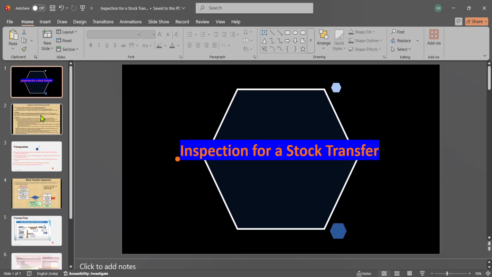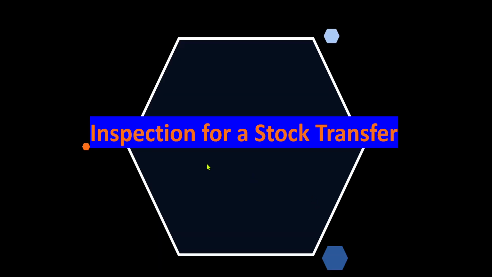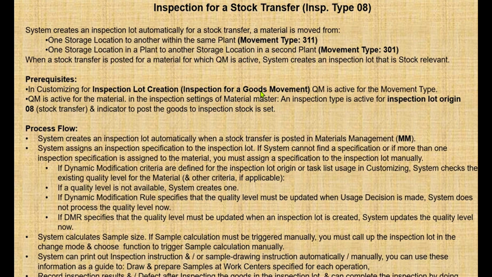What is the meaning of stock transfer, and why do we use the stock transfer process from the quality side? Stock transfer is nothing but moving stock from one plant to another plant, one material to another material, or one storage location to another storage location. For each process there are movement types available, and we need to use those movements for this inspection.